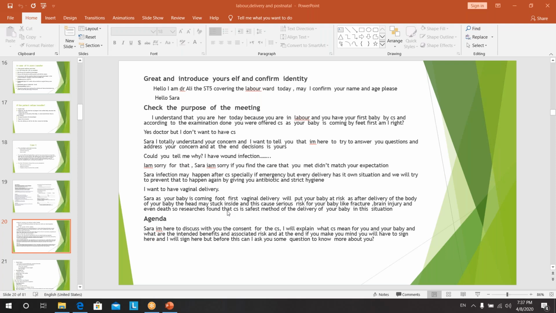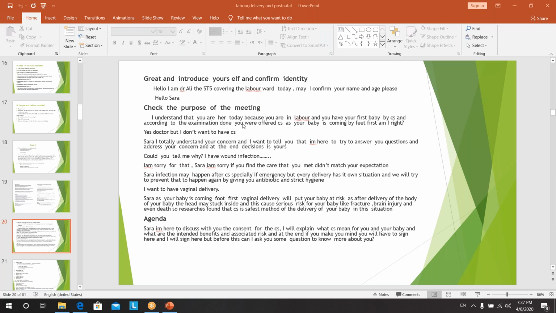Sarah, as your baby is coming feet first, vaginal delivery will put your baby at risk. After delivery of the body of the baby, the head may get stuck inside your tummy, and this may cause serious risk for your baby, like fracture of the bone or head, or brain injury, and even death. So research found that cesarean section is the safest method of delivery of your baby in this situation.